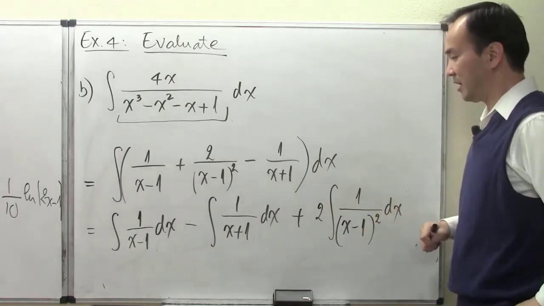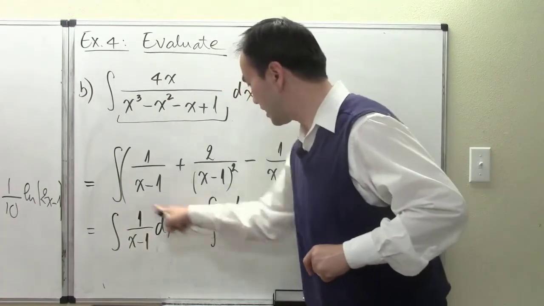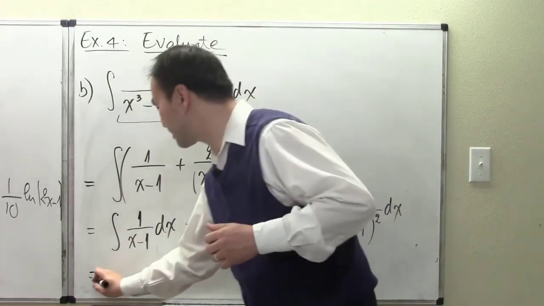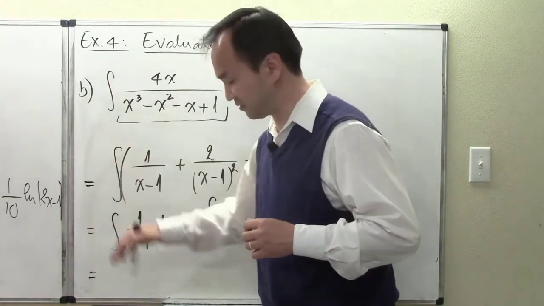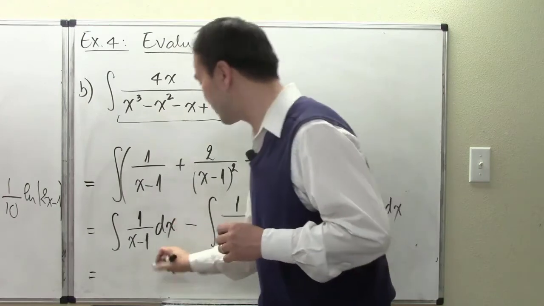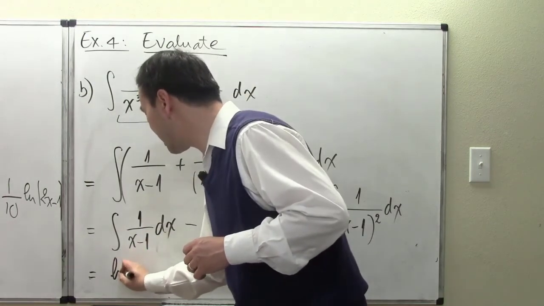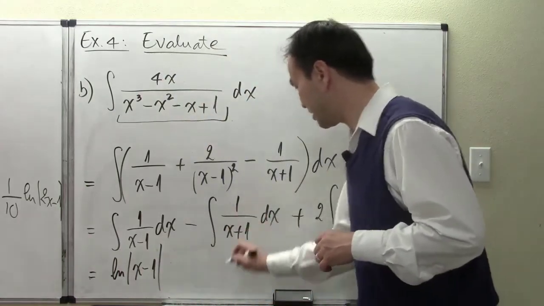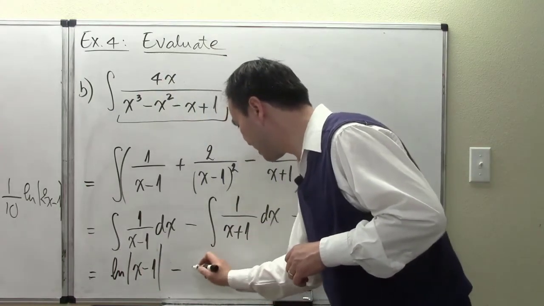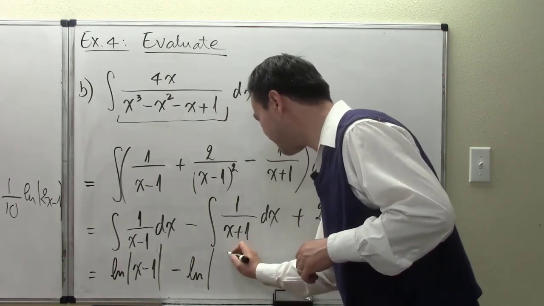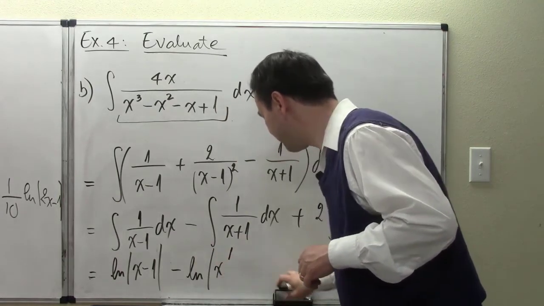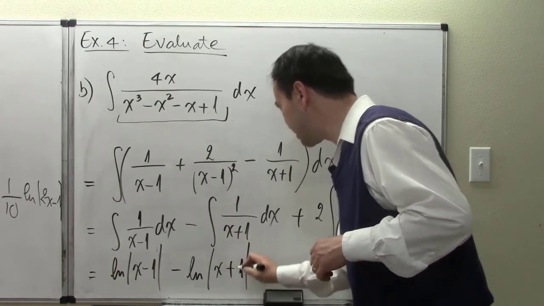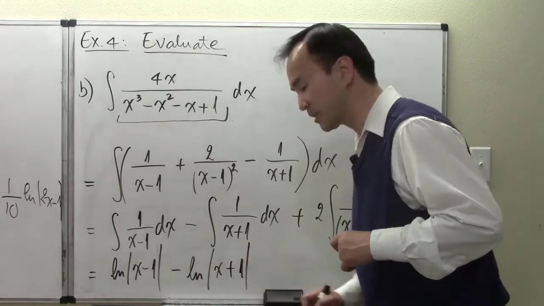That one is easy too, from the experience you have seen through the substitution method, or through earlier work like that. So the first becomes natural log of the absolute value of x minus 1. Similar term with the minus sign: minus natural log of the absolute value of x plus 1, plus.